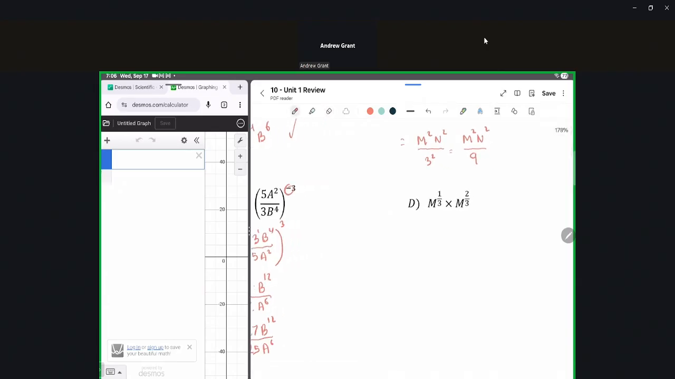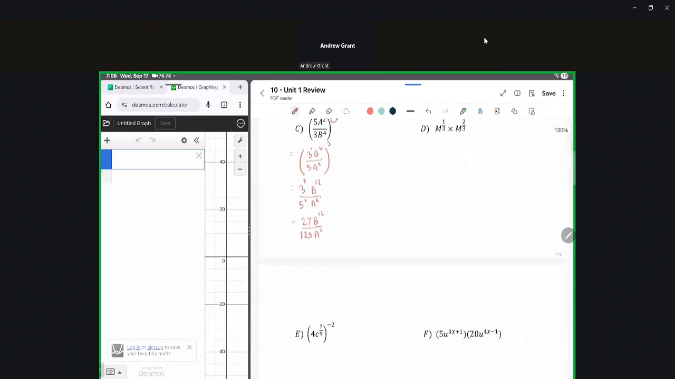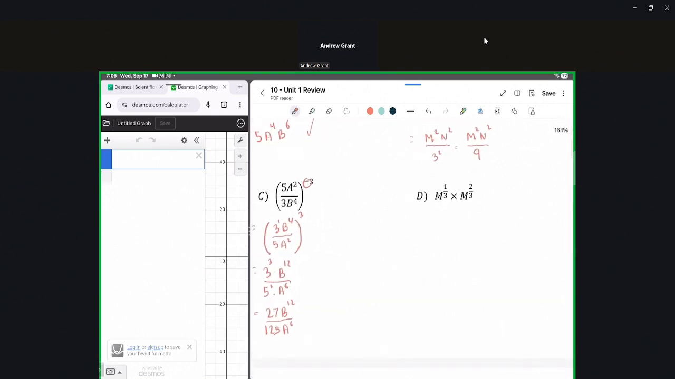Okay. For this page here, because we still have some more to go through, we have m to the power of 1/3 multiplied by m to the power of 2/3. And so you want to keep the base and add the exponents. So that'll be the same thing as m to the power of 1/3 plus 2/3.